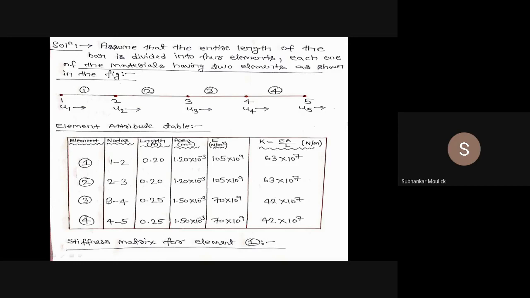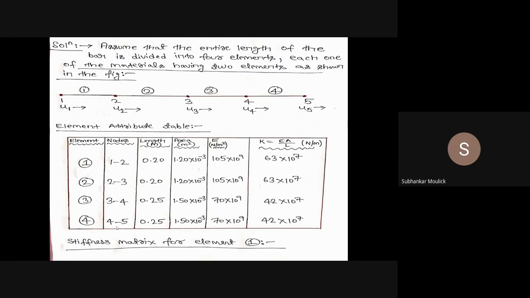The next column of the element attribute table represents the node connectivity of a particular element. Element 1 is connected between node 1 and 2. Element 2 is connected between node 2 and 3. Element 3 is connected between node 3 and 4. And element 4 is connected between node 4 and 5.